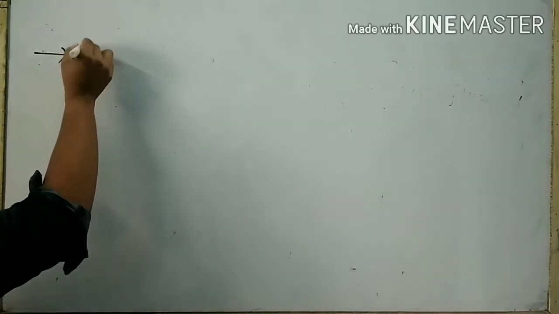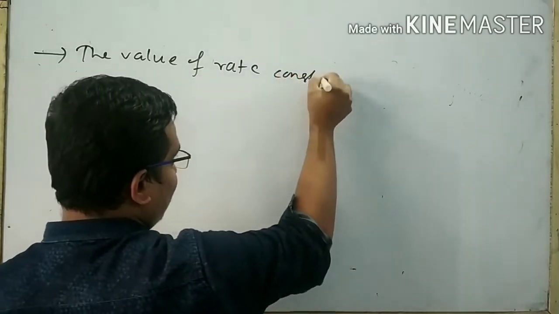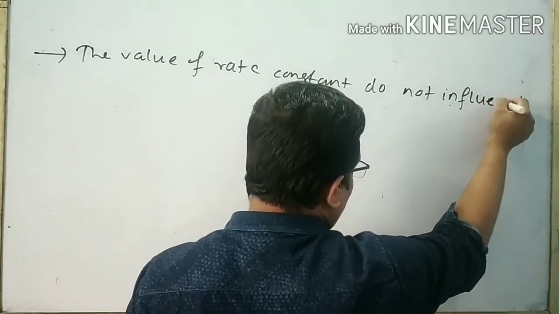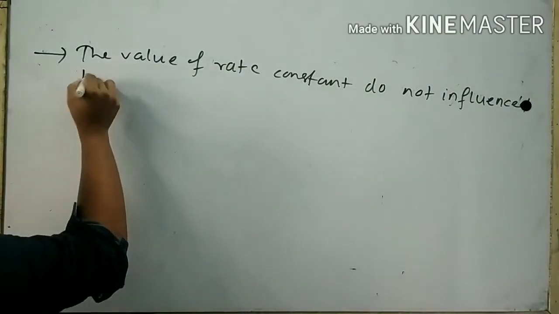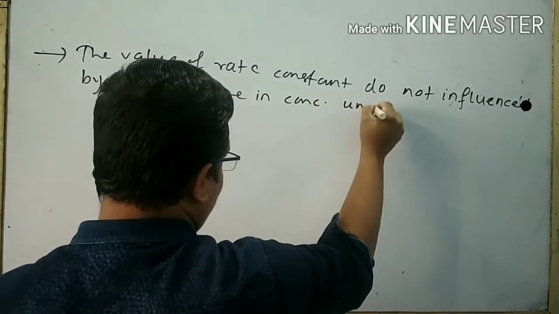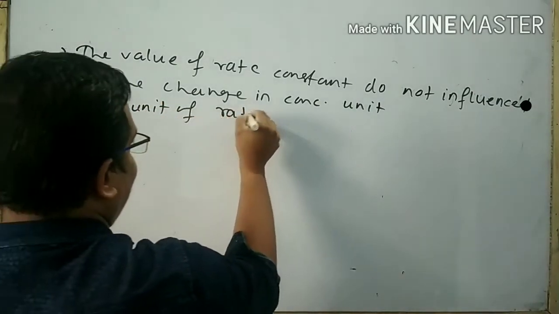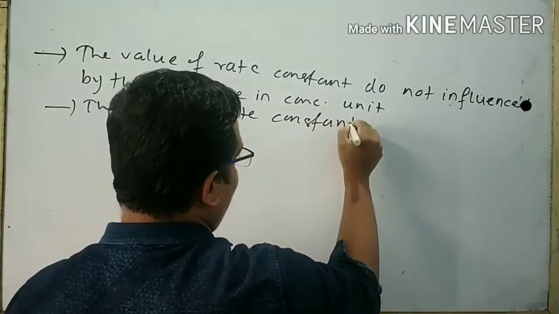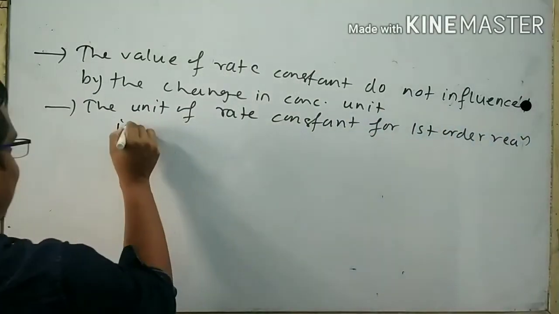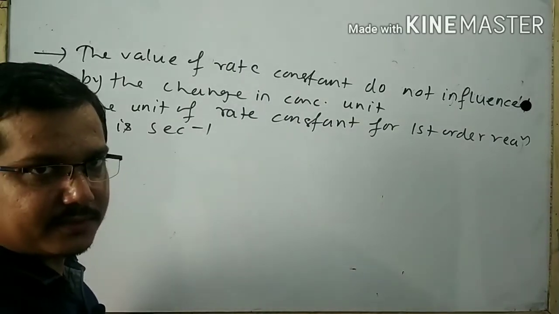Next characteristic point is that the value of rate constant is not influenced by the change in concentration unit. The unit of rate constant for a first order reaction is second inverse. This is all about the characteristics.